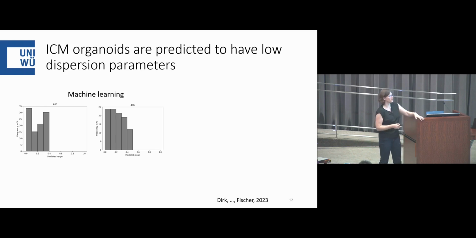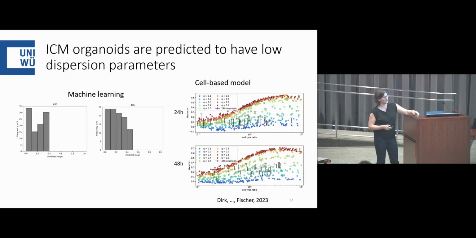It's not working. So what we did to also look at it is go back to the cell-based model and also look at the cell-based model. And here we have the 24 hours and the 48 hours. And again, these different colors give you the different Qs from 0 to 0.1 to 0.9. And the black ones are the experimental data in there. And again, we're only up to 0.5 even for the 48 hours. So this also confirms that there is some interaction with the neighbors further away.